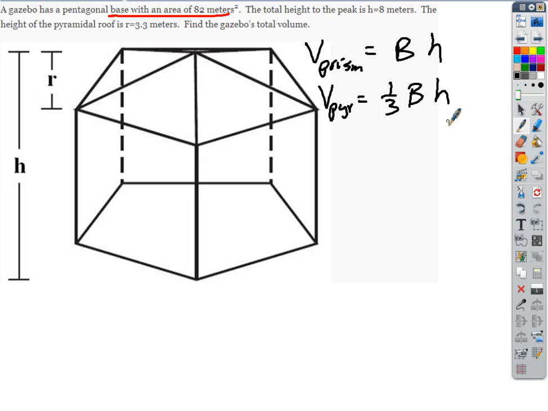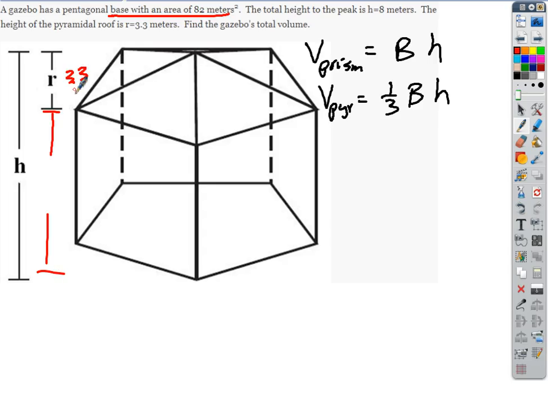So 4.7 meters is the height of the prism. Okay, and now I just plug stuff in there. What's the R? R is the height of the pyramid. It tells you that 3.3. What do you mean with the R? H2. Okay, question out here.